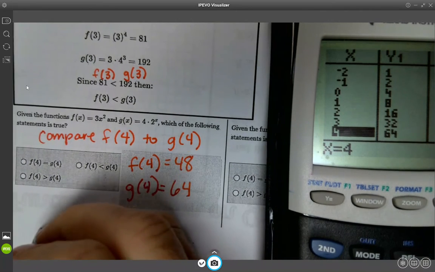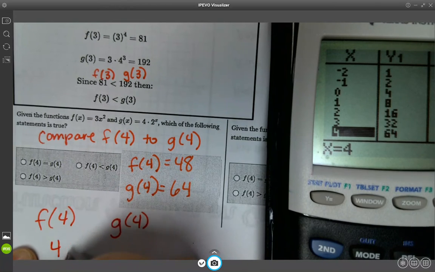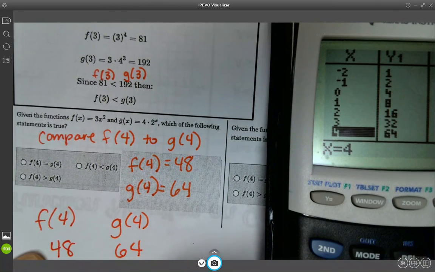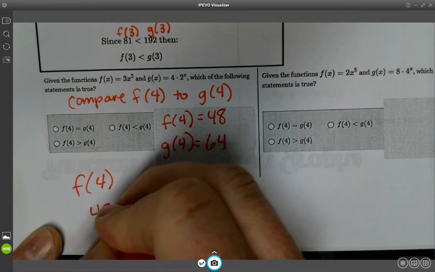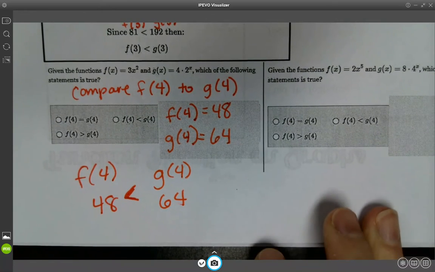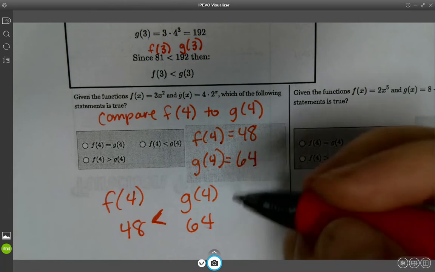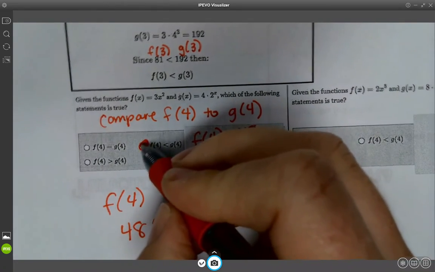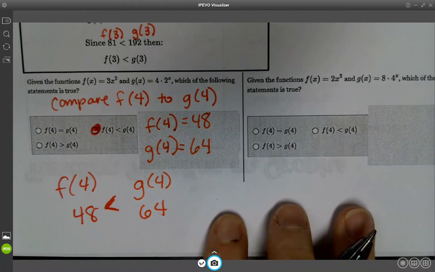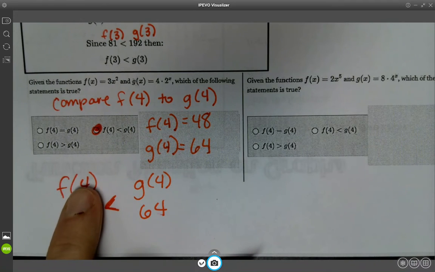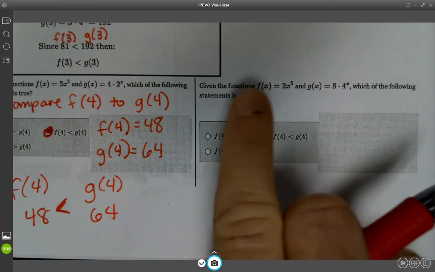So we want to look at f of 4 compared to g of 4. So it's 48 and 64. So g of 4 is going to be less than. So then what's our answer? Oh, the third one. Yeah, 1, 2, 3. Delta Math is going to give you different numbers for x. In this case, they gave you 4 for x. On this one too. Let's look at the next one.